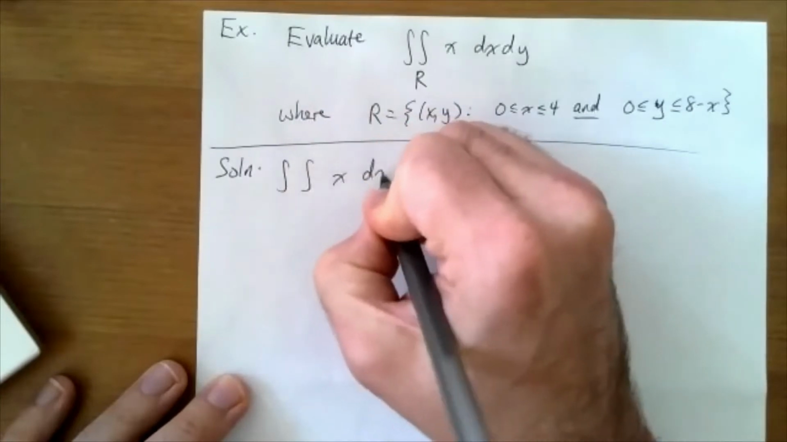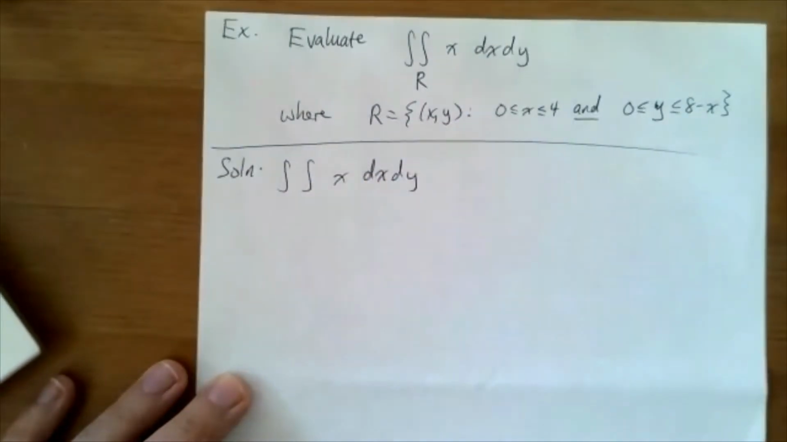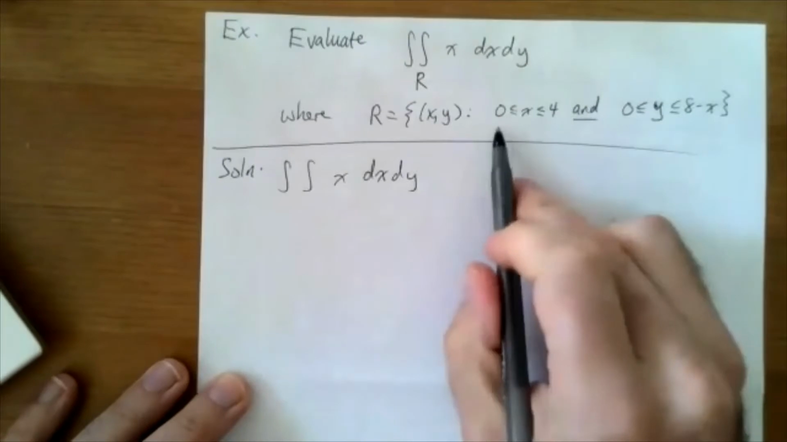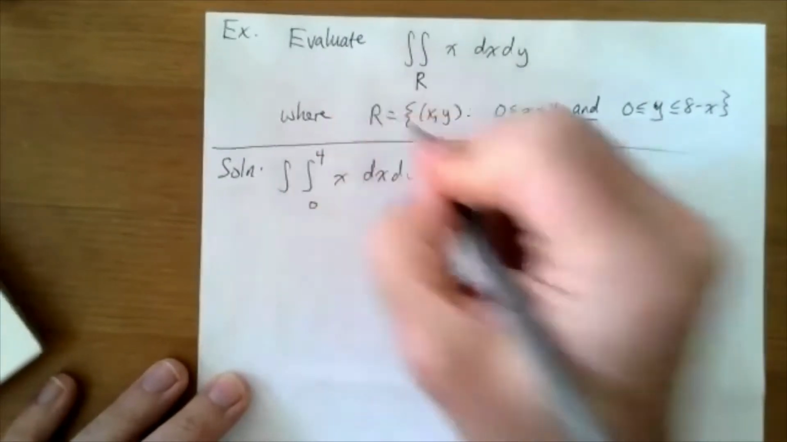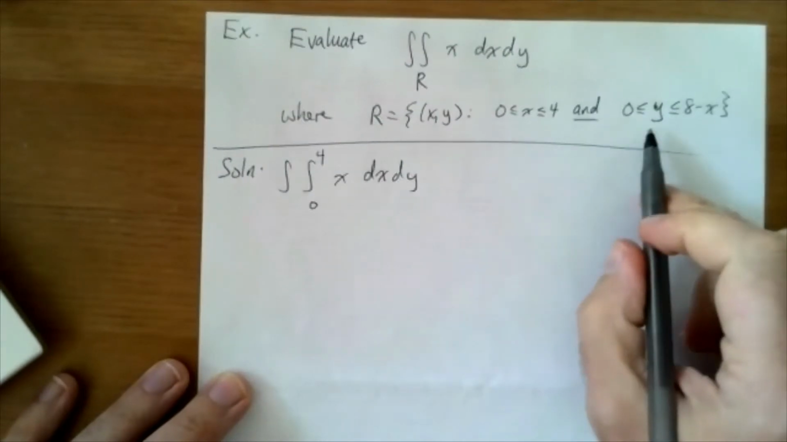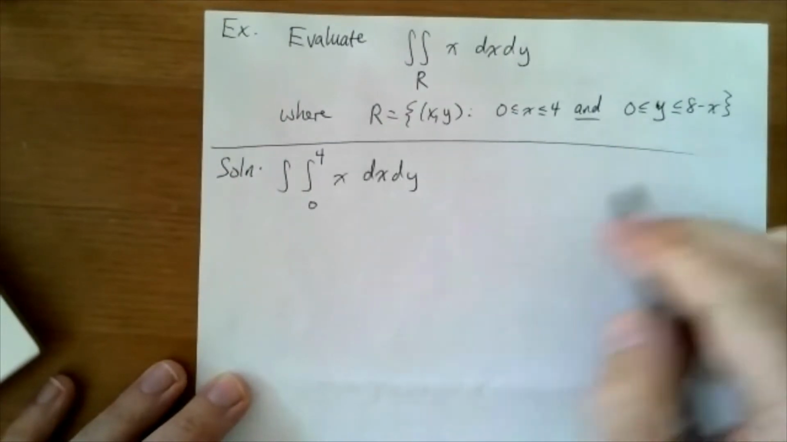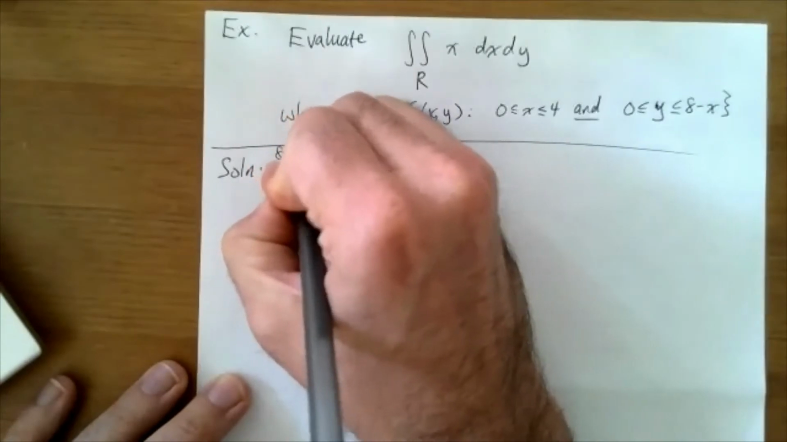We have x dx dy. x is the first variable of integration, so we're going to check that it goes from 0 to 4, and put those in the first bounds. And then y, the next variable, goes from 0 to 8 minus x. We'll put that in there.